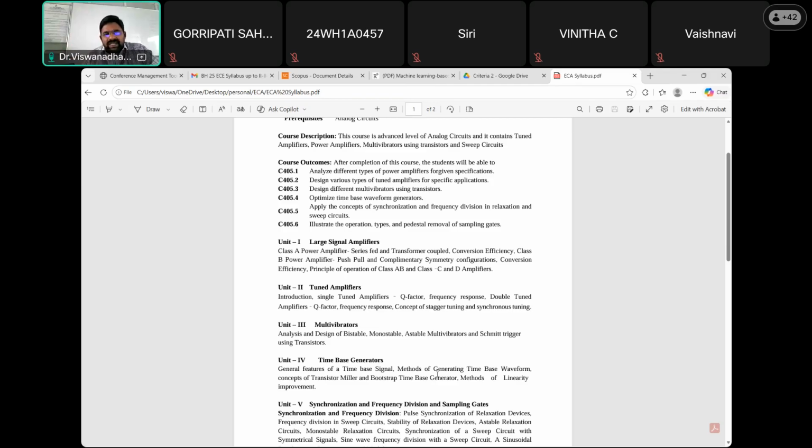How many circuits are there in unit 1? For Class A: series fed, transformer coupled. Class B, Class AB, Class C, and Class D. And in Class B again push pull and complementary. Understood?